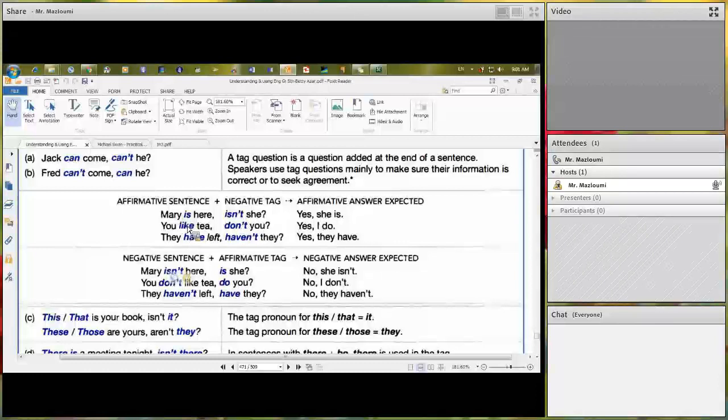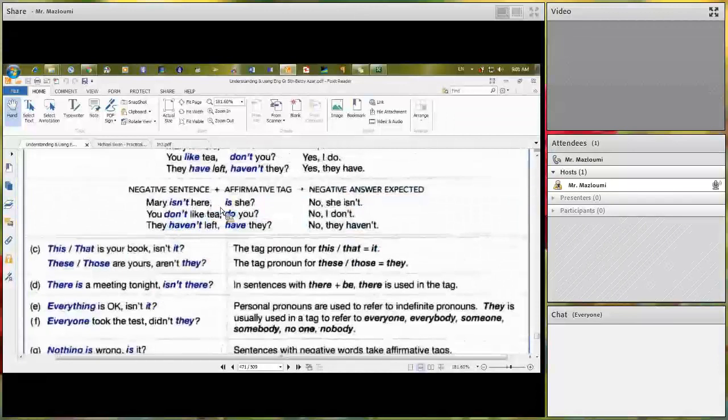Mary is here, isn't she? Then the person says, yes, she is. Or you like tea, don't you? Like is present simple, so the tag is don't you. They have left, haven't they? Have, and so have left is positive, so the tag must be negative.